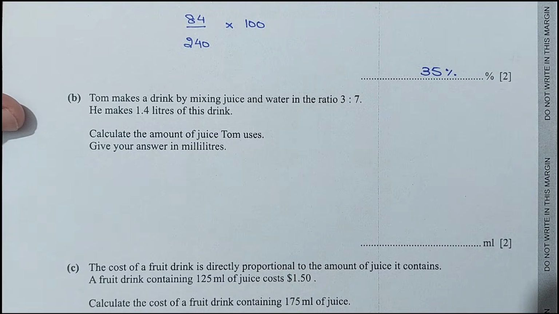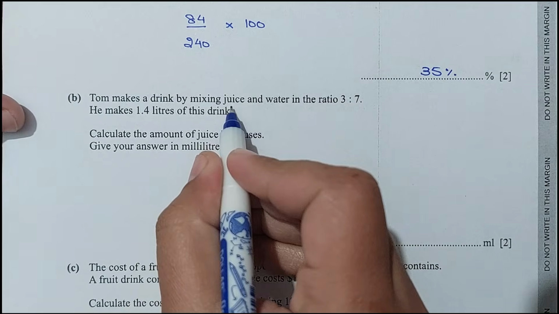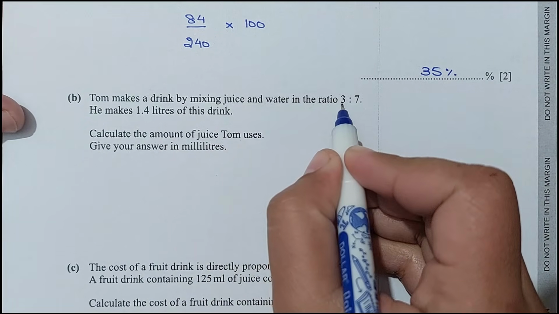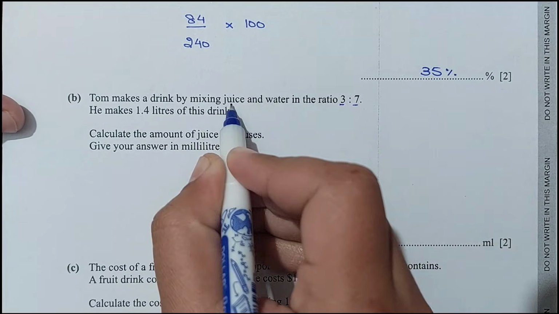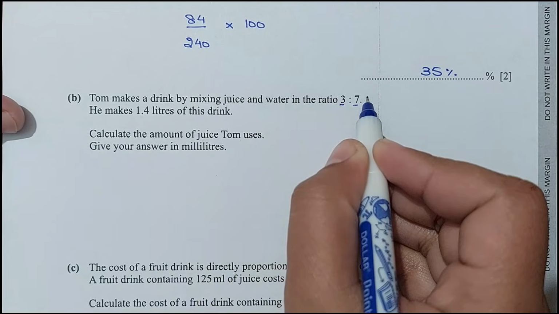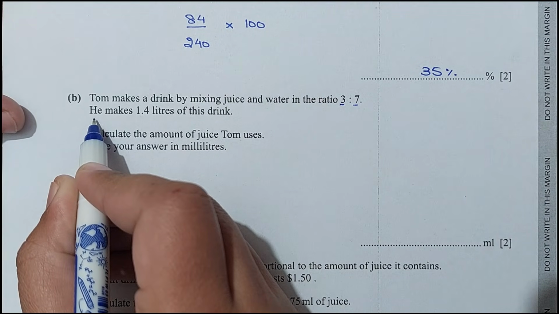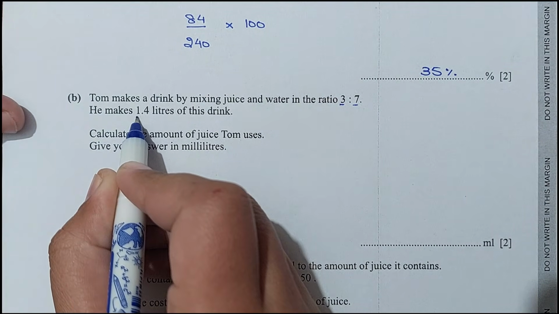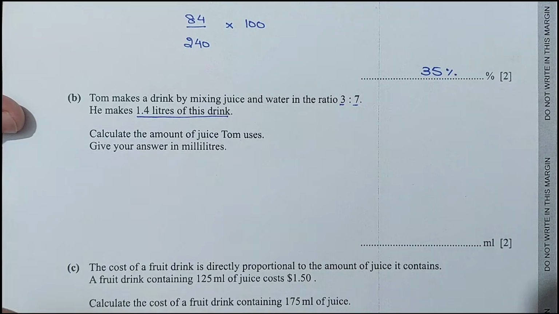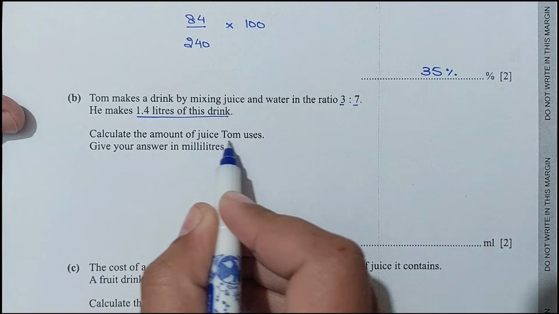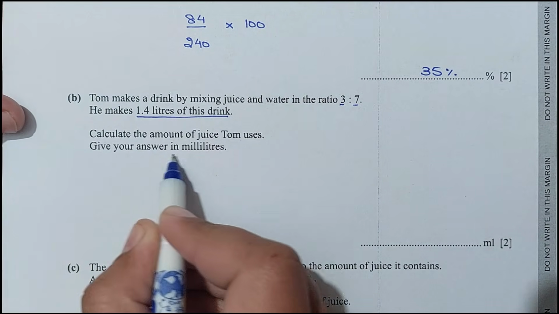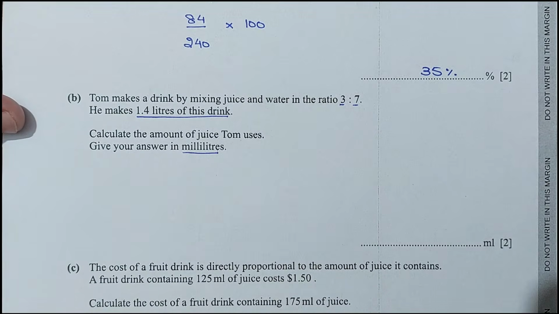Now for part B, Tom makes a drink by mixing juice and water in the ratio of 3 to 7. Juice is 3 and water is 7. He makes 1.4 liters of this drink. Calculate the amount of juice Tom uses. Give your answer in milliliters.